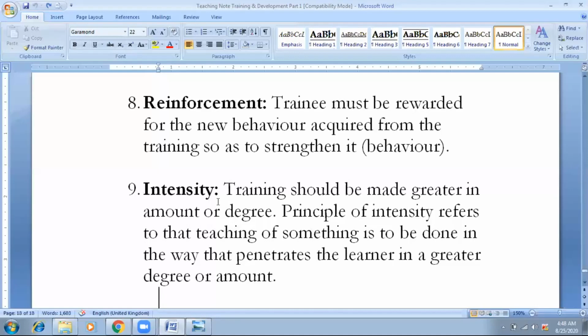This is the end of the first session with regard to this topic, training and development.